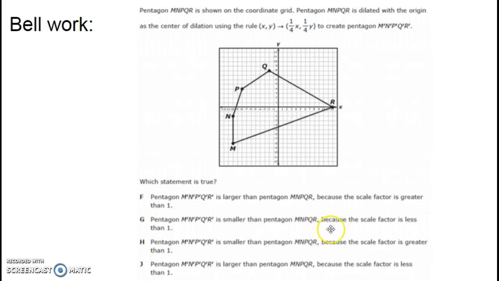And let's read this last part here. G says because the scale factor is less than 1. H says because the scale factor is greater than 1. Well, we know the answer is going to be G because 1/4 is less than 1. This is the type of question you're going to get on the STAR test based on what we did yesterday.